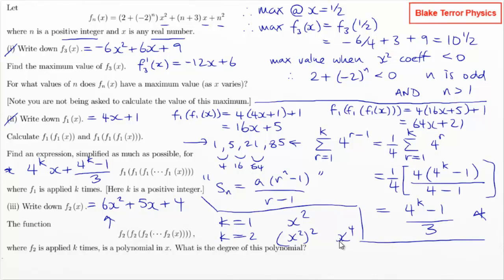That is going to be x to the 4. And then when k is 3, we'll have x to the power of 4 squared, which is x to the power of 8. So we're going 2, 4, 8, 16, etc. So the degree of the polynomial is going to be 2 to the power of k. Right, that last part was nowhere near as bad as I thought it was going to be. The work here was in the second part of the question, doing this geometric series, unless you happen to spot it just by inspection. But that's a nice question to get us kicked off on the long questions in 2007.